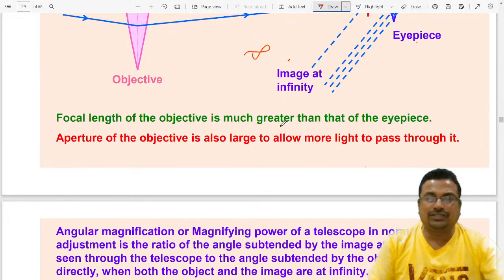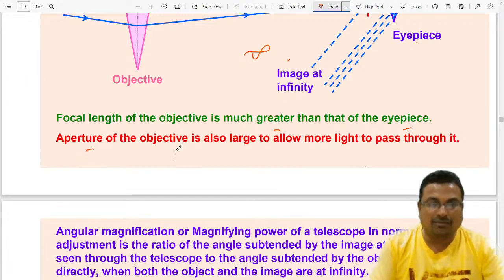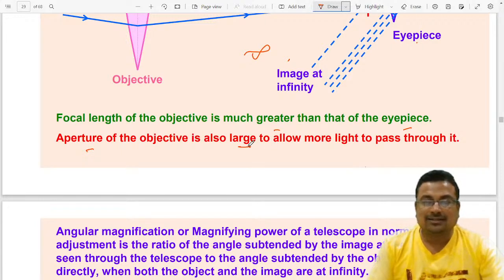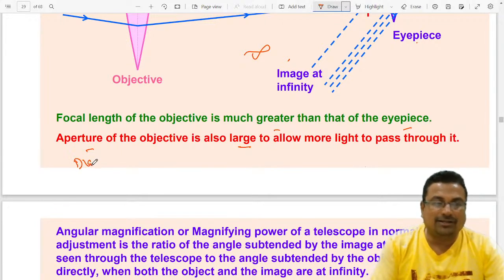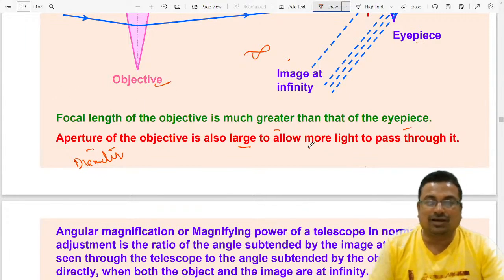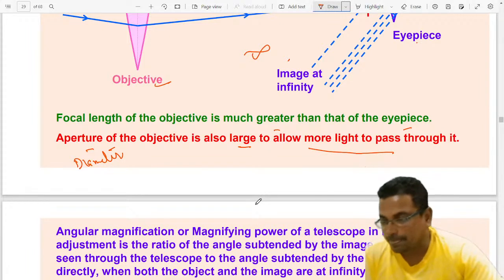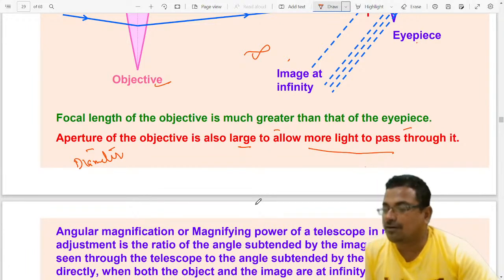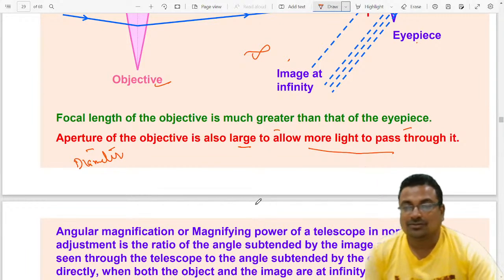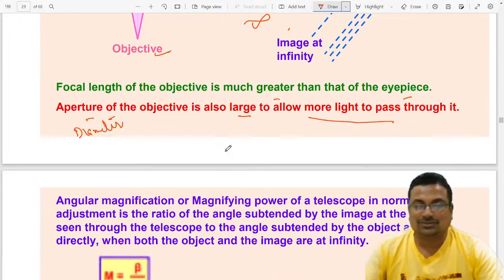The focal length of the objective is greater than the eyepiece. The aperture or diameter of the objective is larger. Why is the diameter of the objective larger? Because it allows more light to pass through it. Because of that, we can see the far object.